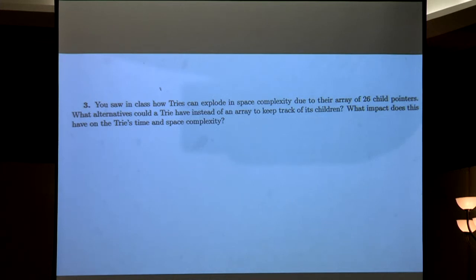Can you say with certainty that most nodes aren't going to have a huge linked list? What does it depend on? Your corpus. I'm glad you used the vocabulary word. It depends on your corpus.